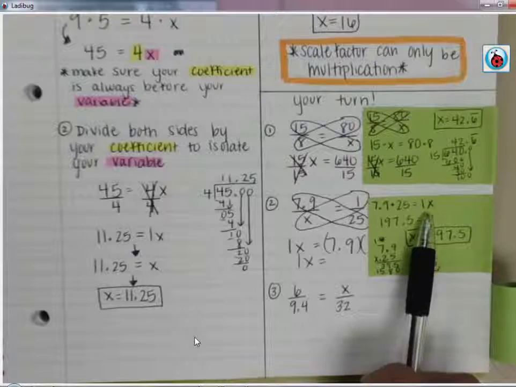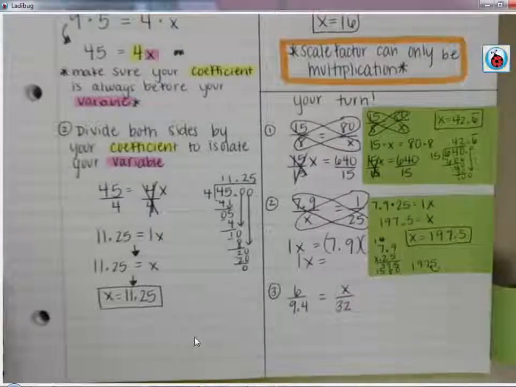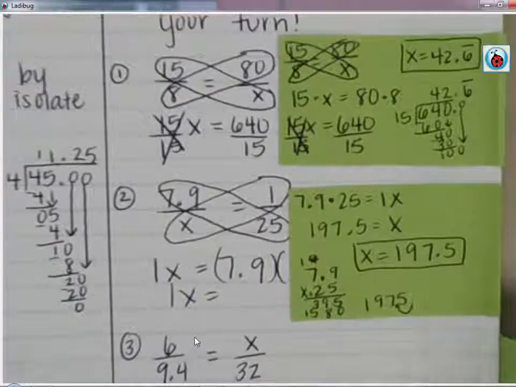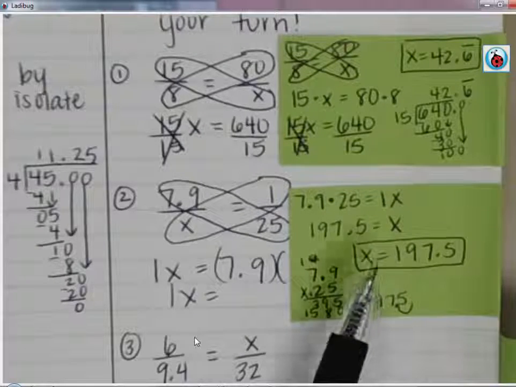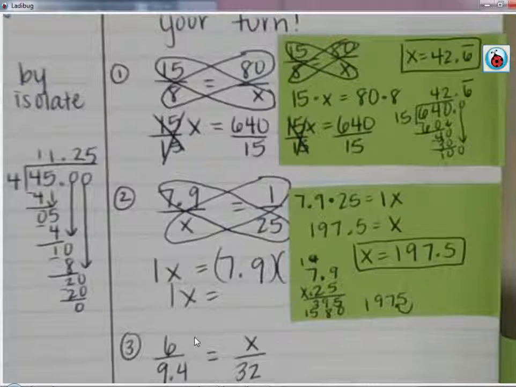Now, we know that because there's only one x, that just translates down to just x. That should help a little bit. And it just translates down to x, and so therefore x is equal to 197 and 5 tenths.